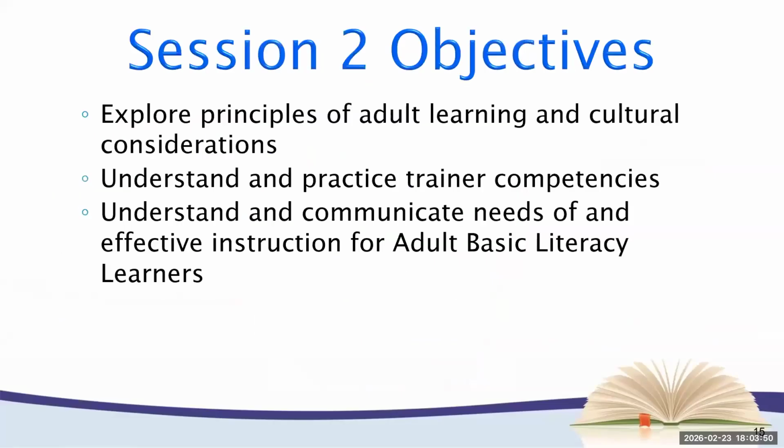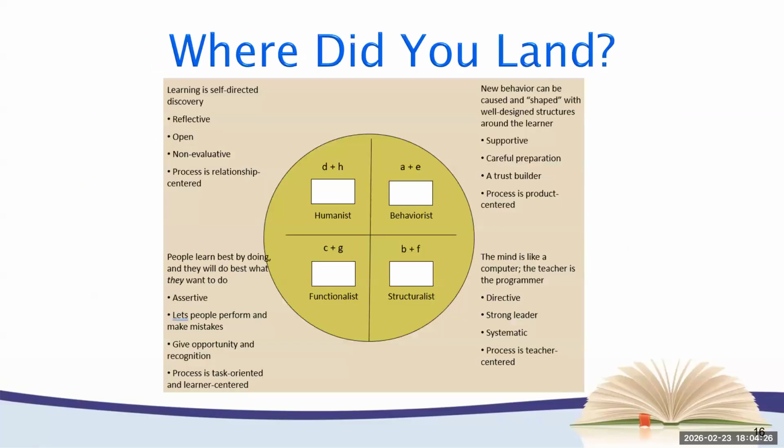And basically, our goal for today is to continue exploring the principles of adult learning and cultural considerations, in the sense of what we want our volunteers to go into this setting knowing about adult learners and adult learning theory. And then understanding and practicing some of the trainer competencies that ProLiteracy suggests, and deciding what we want our tutors working with adult basic literacy learners to know, what we think they need before they leave our sessions. And I'm going to start with this.